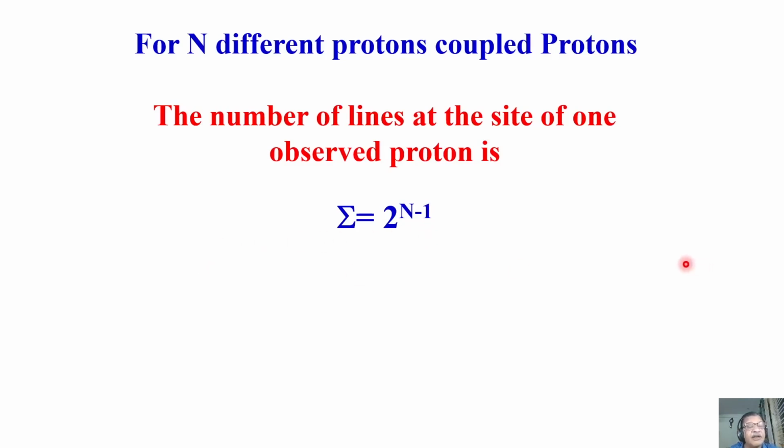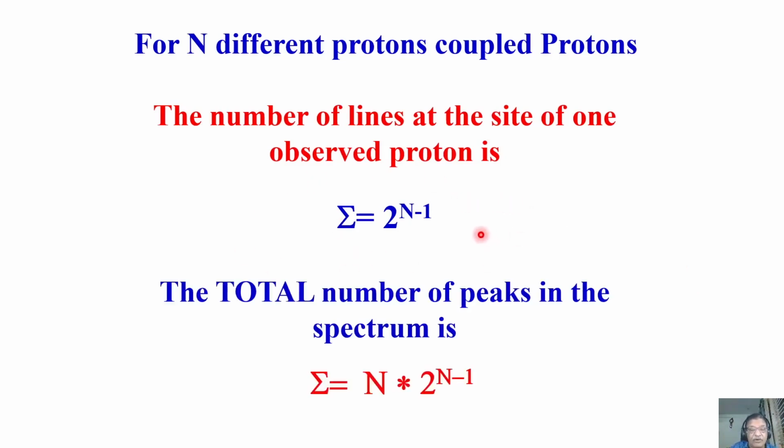Now how many protons are there? 4 protons. So totally how many lines do you get in the entire spectrum? This is at the site of one proton, one spin. Now 4 are coupled. So totally you will get n times 2 to the power of n minus 1. Now plug in the parameters here. Start with a 2 spin system. When n is equal to 2, 2 minus 1 is 1. So 2 into 2, 4 lines. Exactly. That's what we observed when 2 protons are coupled.